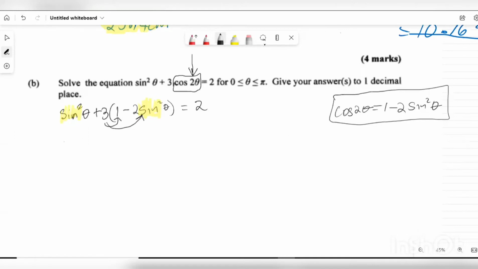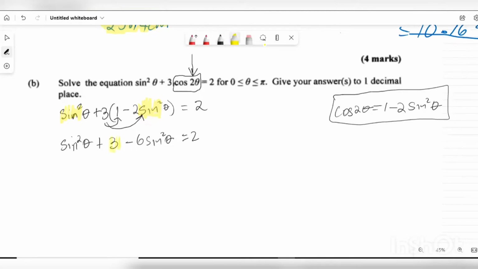So we're looking at sine square theta plus 3 minus 6 sine square theta equal to 2. So after the first step, that's what we're looking at. Now, from here, we're organizing ourselves. I would want to get rid of this.